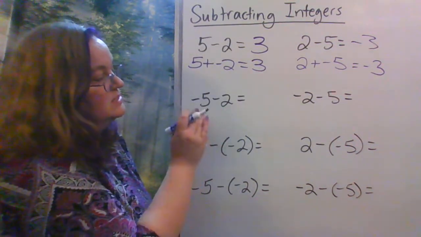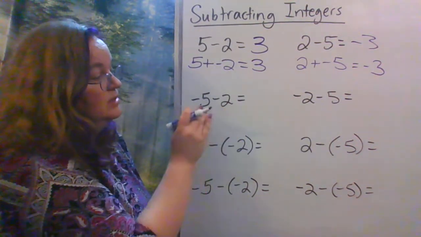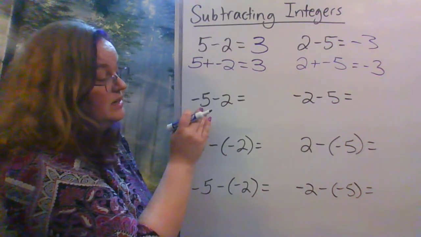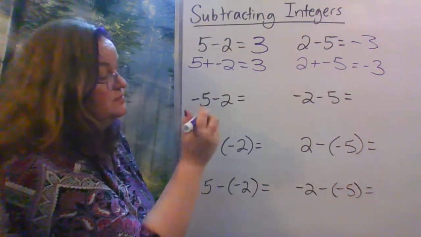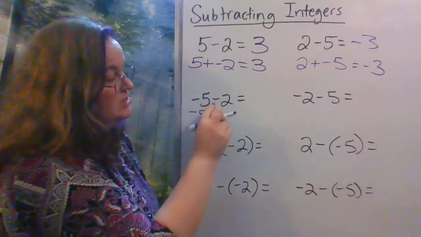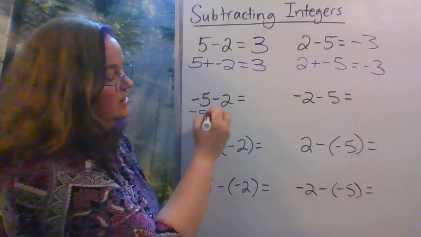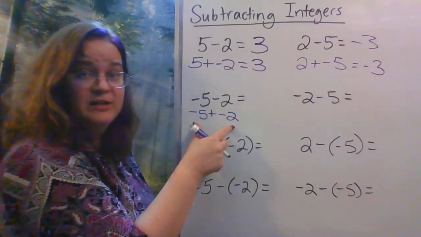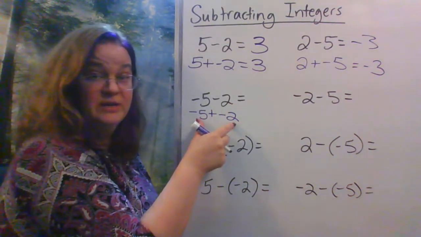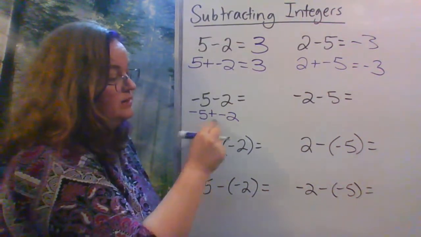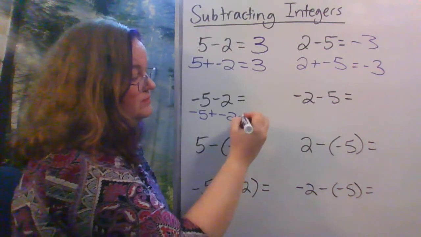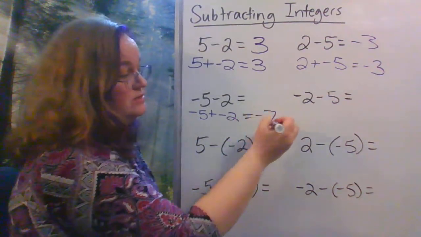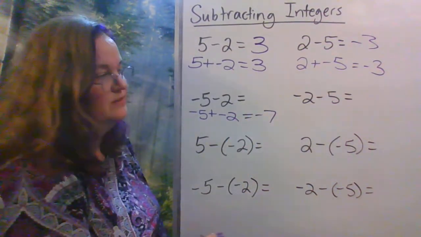So if I look at this, negative 5 minus 2, I am taking negative 5, subtracting a positive 2. I can change this: instead of that minus sign, I can make it plus a negative 2. Now think of my addition rules. I have 2 negatives, so I add like normal. Negative 5 and negative 2, so 5 plus 2 is 7, so it's just going to be negative 7.